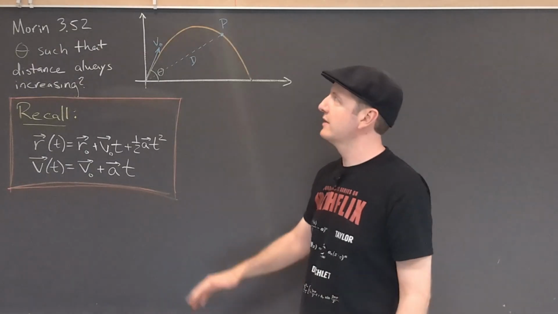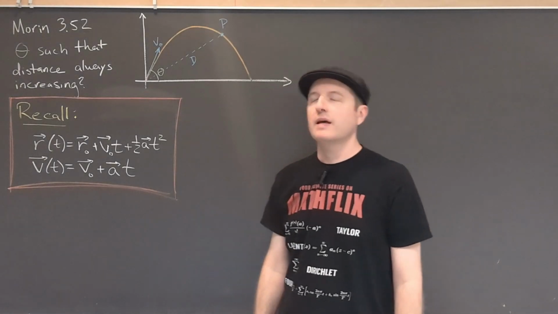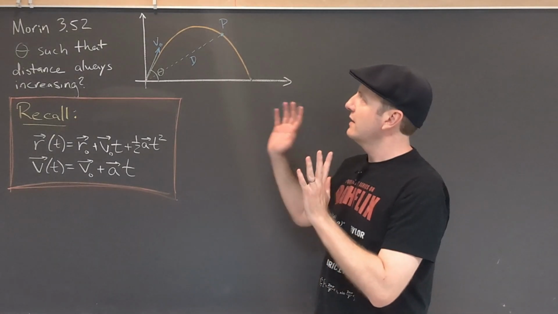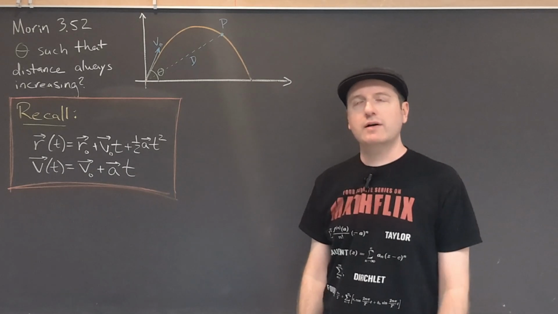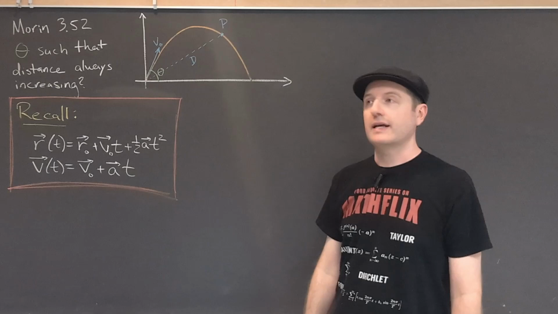Okay, so today I'd like to look at another problem from Morin. This is problem 3.52. And the question is, we're looking at a projectile on level ground, no drag, the usual assumptions, launched with speed v0 and angle theta.